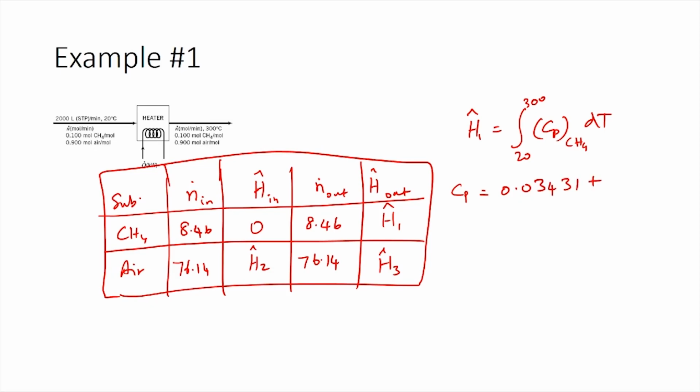Using the handbook or textbook, we can get the Cp value for methane as 0.03431 plus 5.469 times 10 power minus 5 T plus 0.3661 times 10 power minus 8 T squared minus 11.0 times 10 power minus 12 T cubed. So, this is the Cp value. Integrating this from 20 to 300 degrees Celsius, we would be able to get the change in enthalpy, which is H1 cap.